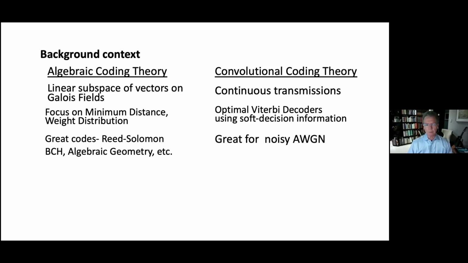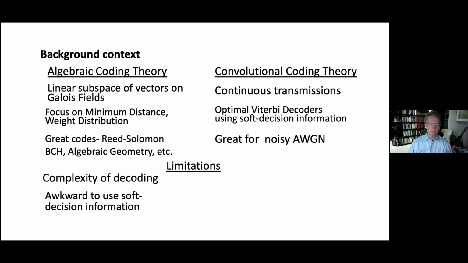Andrew Viterbi came along with a technique you translate from other domains, and it's not entirely novel in its structure, but it was very, very powerful for using soft decision information to optimally decode when you had a convolutional code with a certain state space. They were great for noisy additive white Gaussian noise channels.